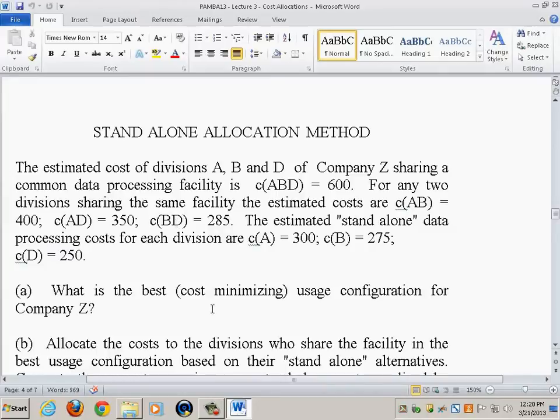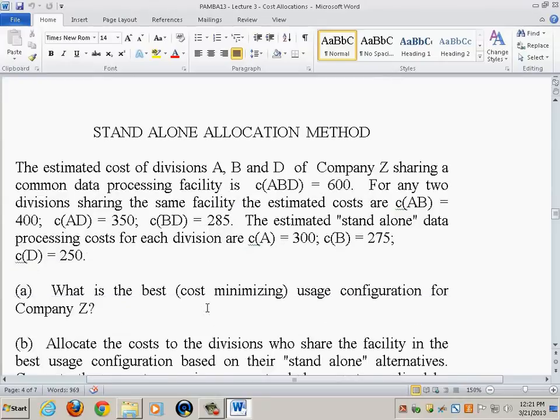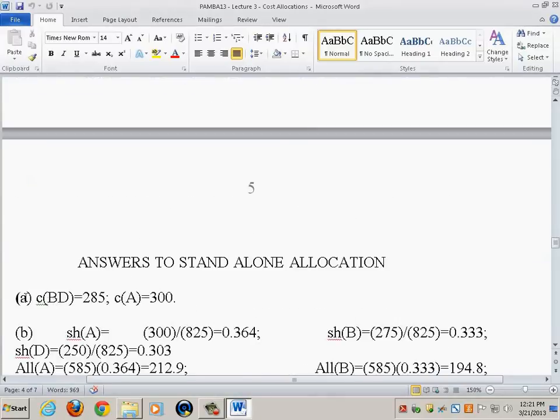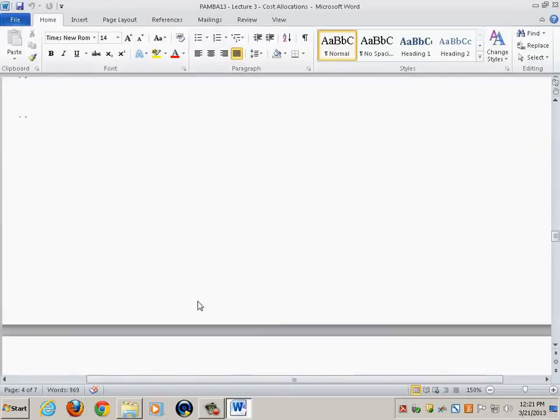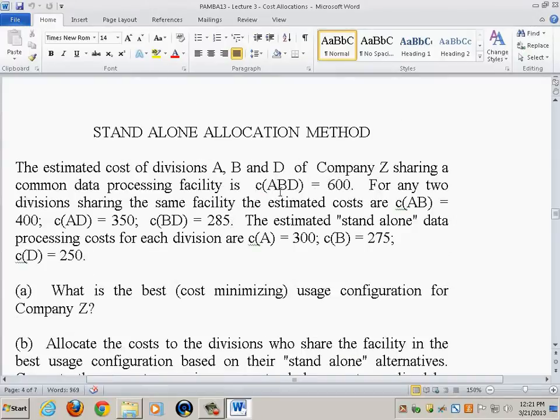So if you're going to do these estimates, the one thing you can ask yourself, based on these estimates, if you believe they're accurate, is what is the best cost-minimizing configuration for company Z? If you go through all the possible configurations, you'll see that the cost-minimizing configuration, the best configuration, is for B and D to have a joint data facility and for A to go it alone. Why? Because BD will incur $285 million in cost. A will incur 300. Together it's 585. If you check all the combinations, it's the best that you can do. It's even better than the 600 of all of them sharing the facility. They save $15 million.